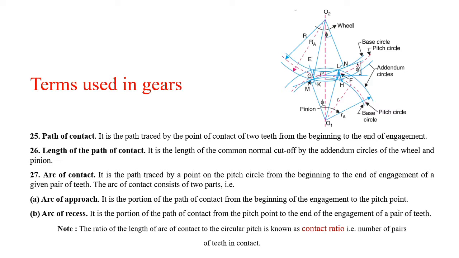We are going to derive these formulas, length of path of contact and length of arc of contact. But for now, remember these definitions: length of path of contact, then arc of contact, and one more thing we will define here: the ratio of length of arc of contact to the circular pitch is known as the contact ratio. Contact ratio is important. The significance of this contact ratio is the number of pairs of teeth in contact. If you find the contact ratio, that means it is the number of pairs of teeth in contact. This is known as the contact ratio.